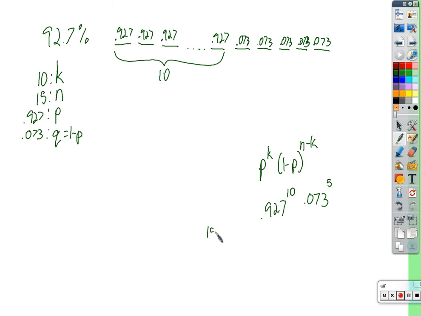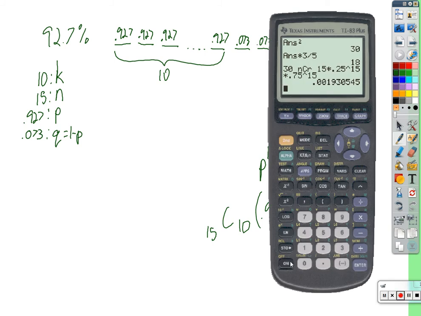And there are 15 choose 10 ways for him to make 10 out of 15. That's counting all of the first 10, the last 10, the middle 10, every other shot interspersed with missing in between, whatever. That counts all those ways, any string of 10 makes and 5 misses, and multiplies it by that many combinations. So, 15 choose 10.